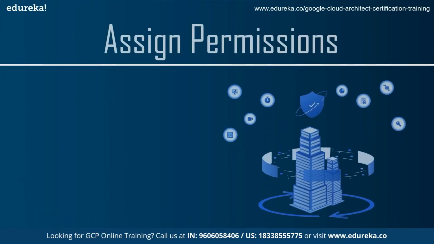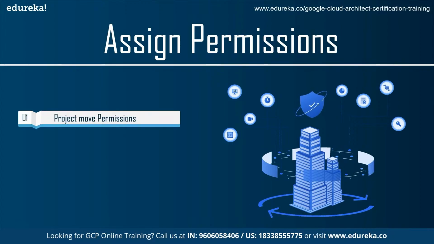After creating a migration plan, assign permissions as well. Note that when assigning permissions related to a cross-organization migration, you must designate the roles on the same member email address in both the source and the destination organizations. You need the following permissions to move a project between organizations. To gain these permissions, ask your administrator to grant the suggested role at the appropriate level of the resource hierarchy. So the first is project move permission.